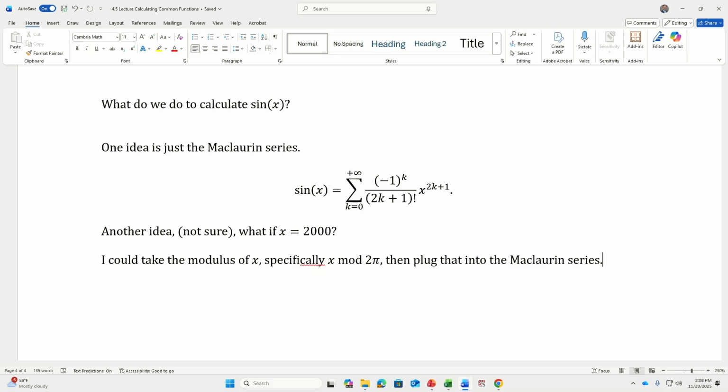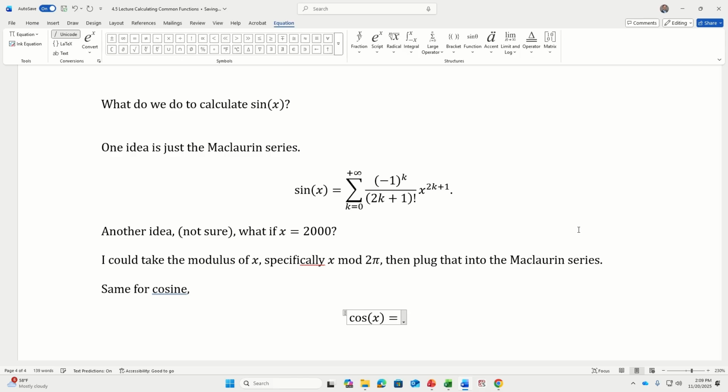And maybe it's just one flop, right? Because divide is a flop, and when you divide, you automatically get the remainder. So maybe it's just one flop for the modulus, and maybe that makes a lot of sense. But in any case, that would scoot it closer to the origin, and then you do your Maclaurin series. So maybe that's the smart thing to do for big x, for x bigger than 2 pi. But that's an idea.